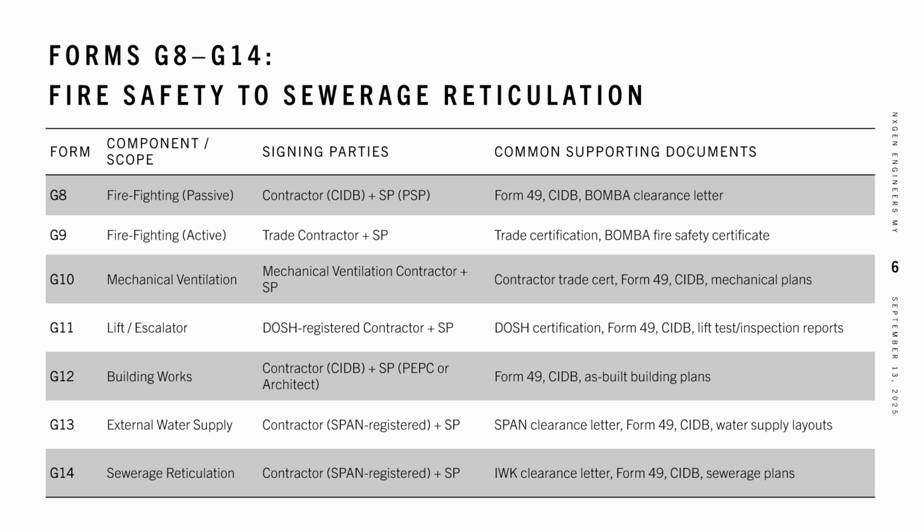External water supply and sewage reticulation are addressed in Forms G13 and G14 respectively, both requiring SPAN-registered contractors and SPs. These forms demand clearance letters from SPAN or IWK, Form 49, CIDB registration, and detailed layout plans. Collectively, these forms ensure that fire safety, mechanical systems, building integrity, and utility connections are properly documented and validated.